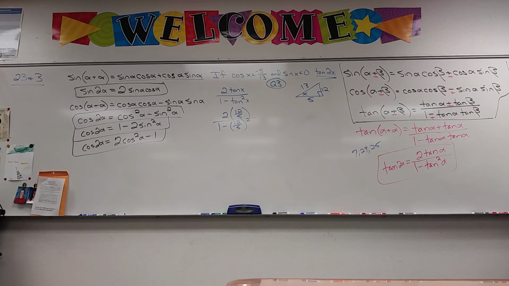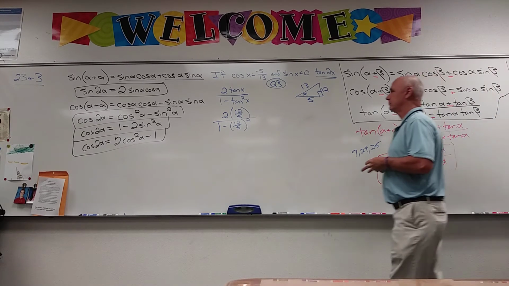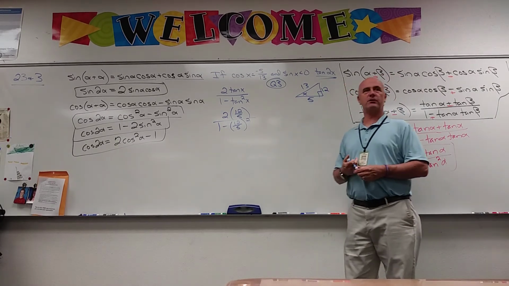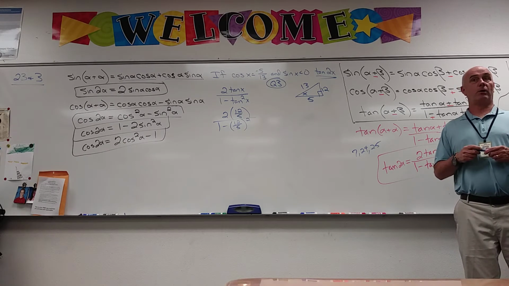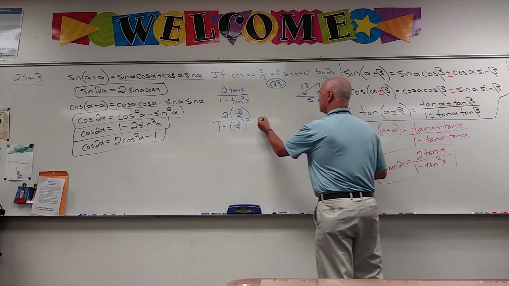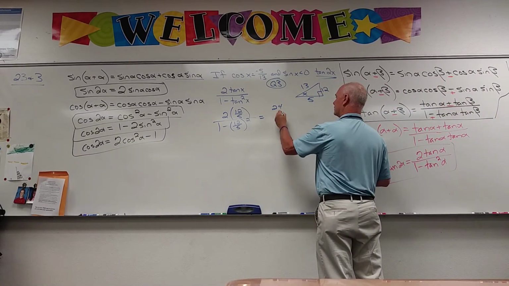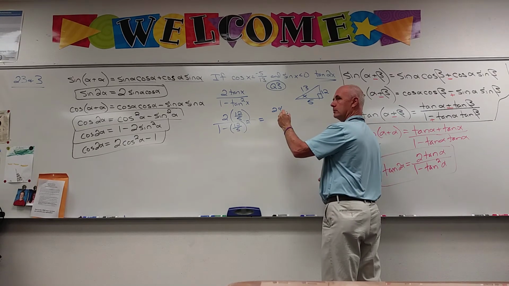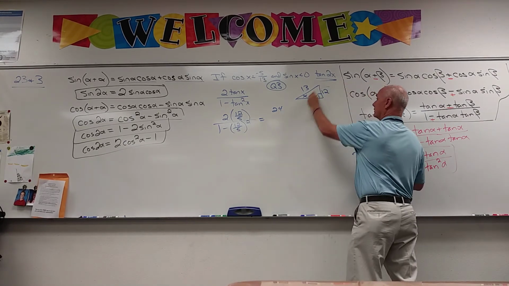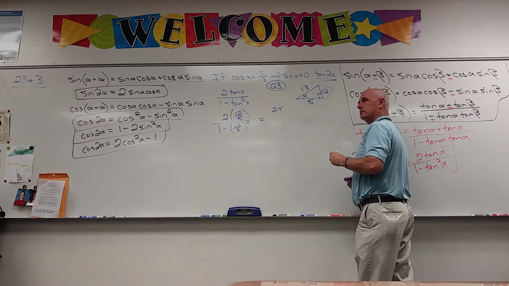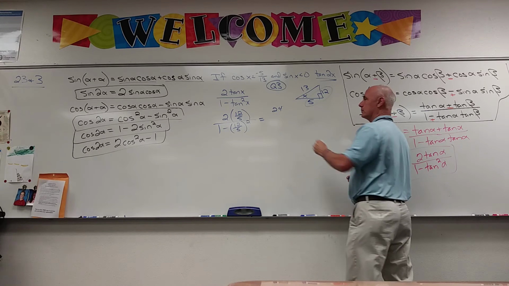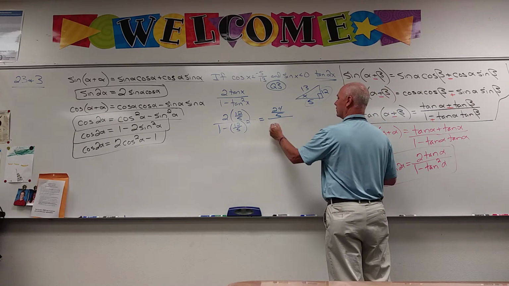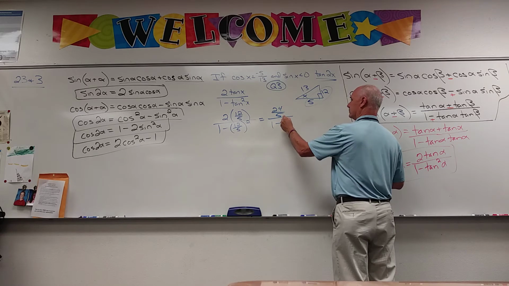All right, so back to the question at hand. Should this 12/5 be positive or negative? Positive, because in quadrant 3, tangent's positive. Okay, cool, keep going. 24 over 5. Why is it over 5? SOHCAHTOA. Oh, yeah. 24 over 5 over 1 minus 144 over 25.